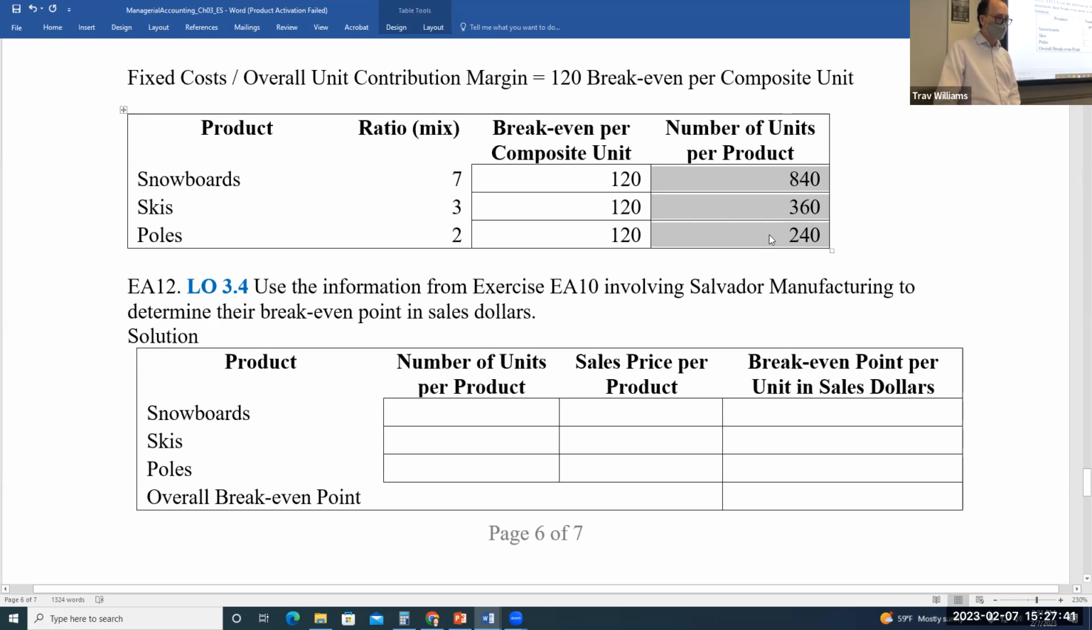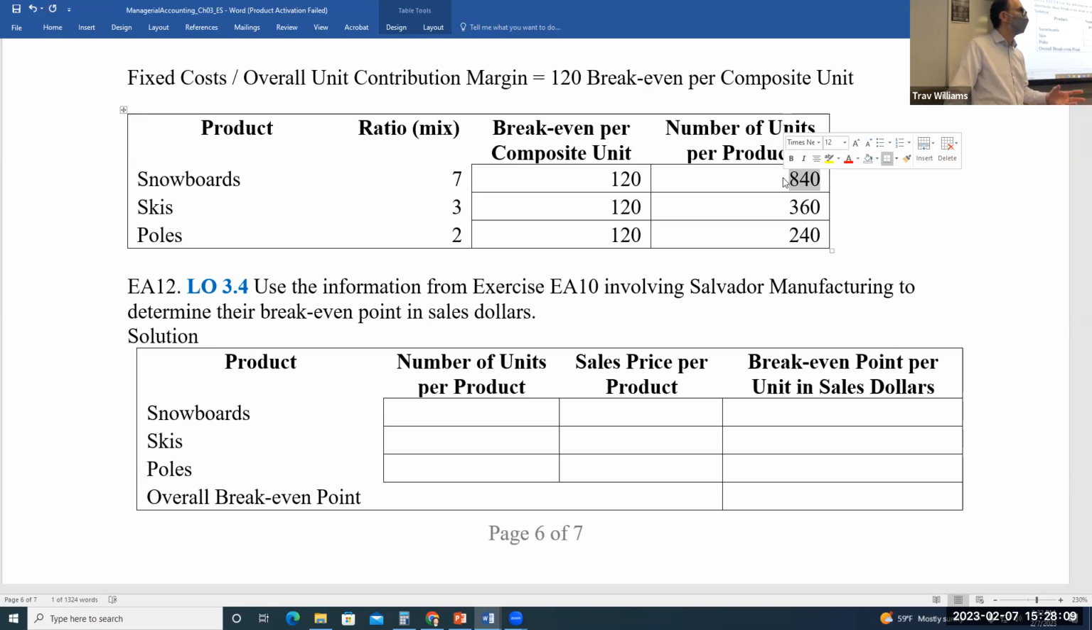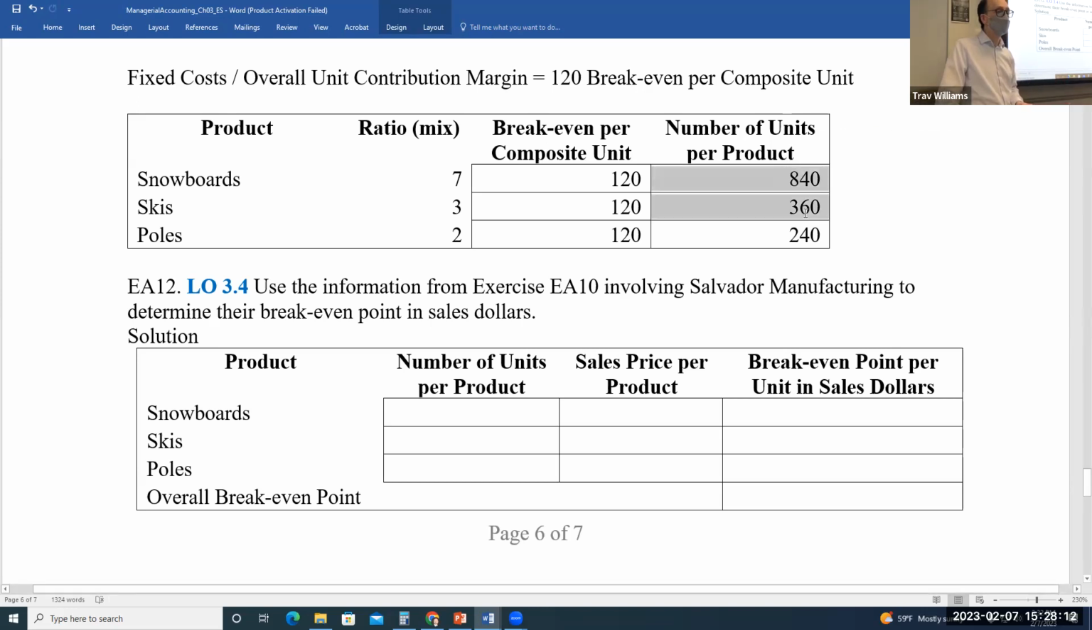Okay. So then for number 12, we're going to take what we just calculated. How many snowboards we need to break even, plus how many skis, plus how many poles, right? Now the company might not exactly sell along its ratio, but in general it does, right? So this would be a pretty good estimate of how many of each type of product they'll need. So that means if they just sell 840 snowboards by itself, that's not enough to break even. They have to also sell the skis and the poles. So we're going to copy that down here.